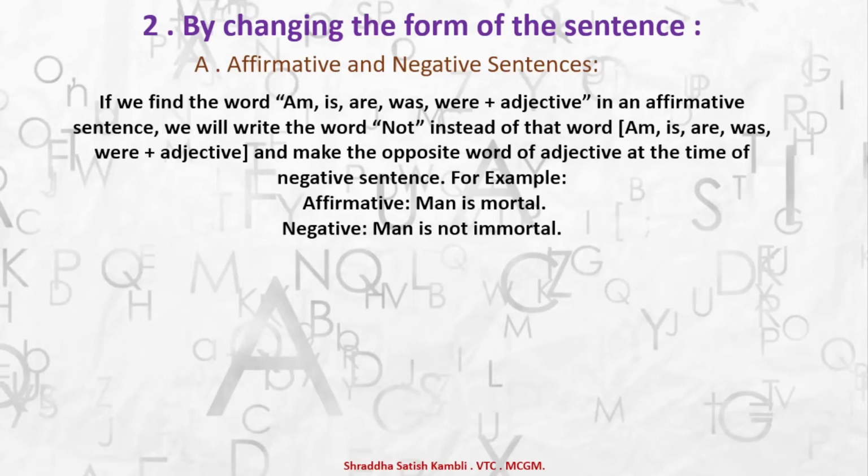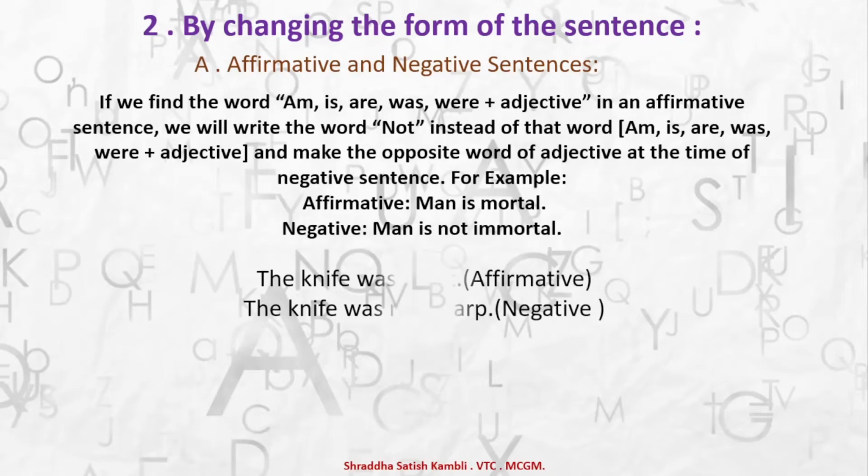For example, see the affirmative sentence, man is mortal. Negative sentence, man is not immortal. If I simply write, man is not mortal, that means I'm changing the meaning. I'm saying man is immortal. Okay, that is why when I say add not, then I also have to make the adjective opposite. All right, let's take a look at some more examples.